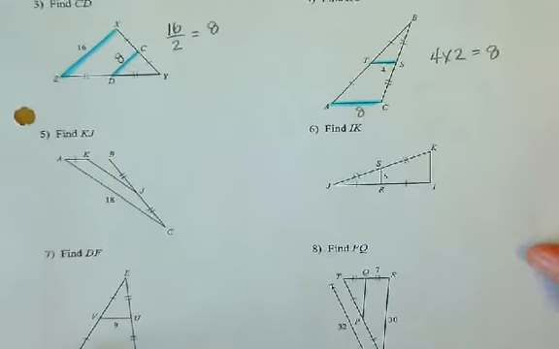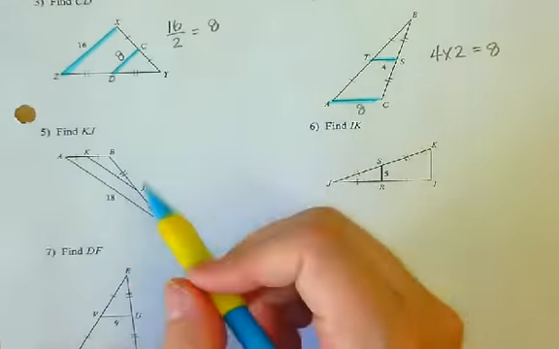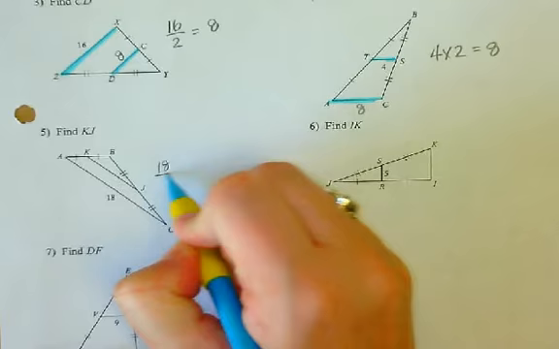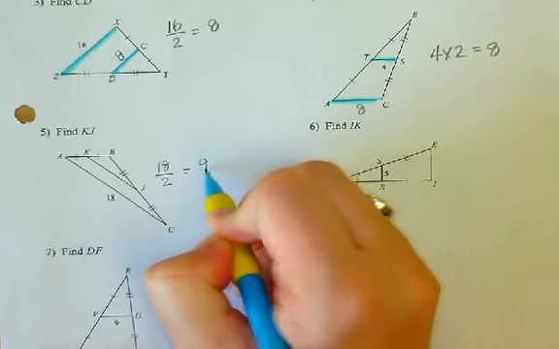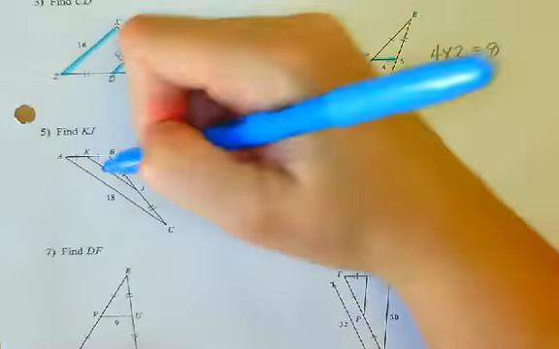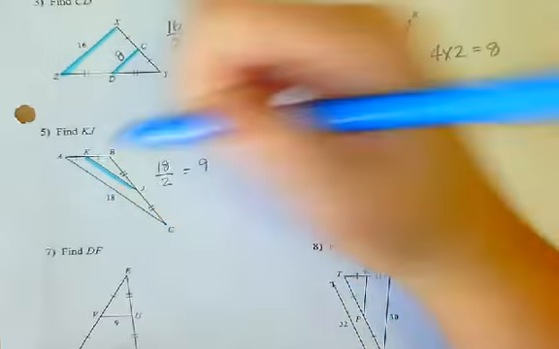Problem 5, same type of problem as number 3. I'm going to take 18, divide it by 2, which gives me a value of 9, because I'm looking for the midsegment.